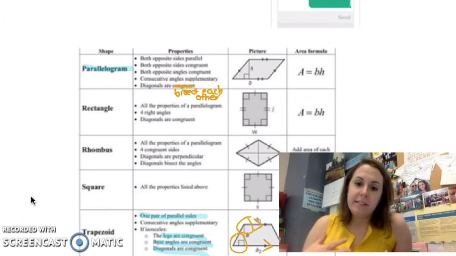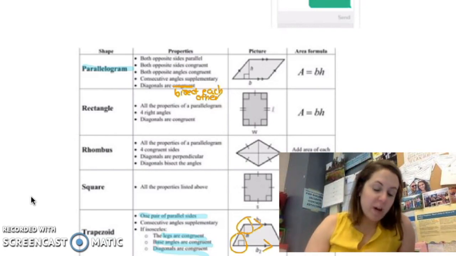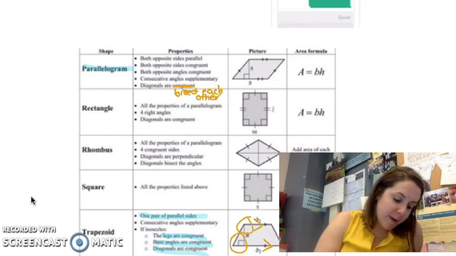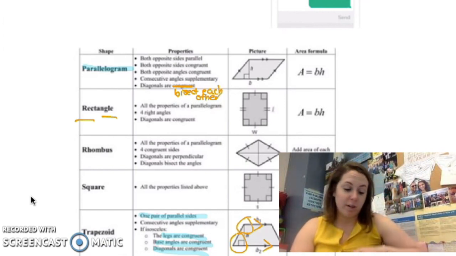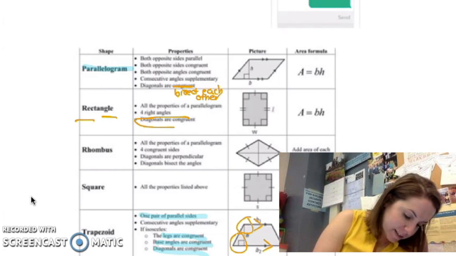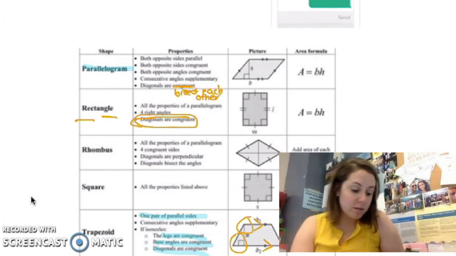A rectangle is a type of parallelogram, which means all of the properties above hold true. And then we also have 4 right angles. When you see rectangle, think right angle. And we also have congruent diagonals. This property always comes up on the Regents. Okay, rectangle has congruent diagonals.